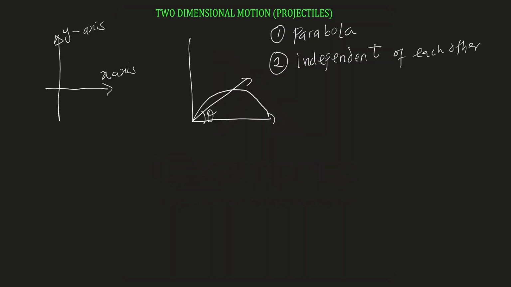That is, you take velocity as an example. Velocity along the x component, which I will write as Vx, is independent of velocity along the y component, which I will write as Vy. So the motions along the two axes are independent of each other.